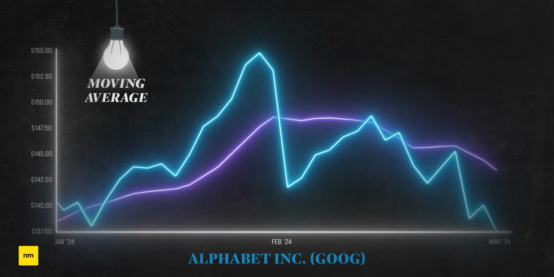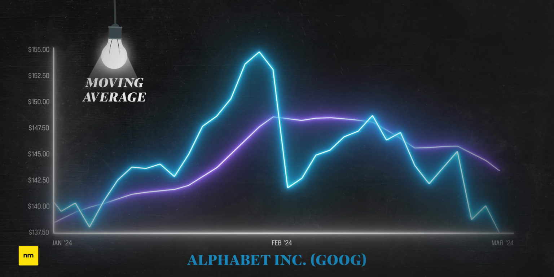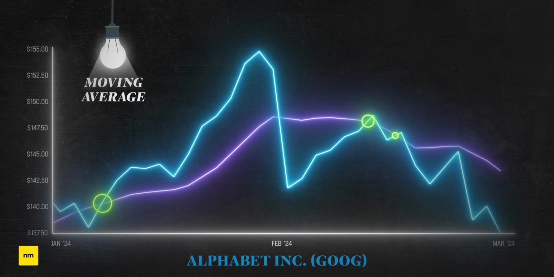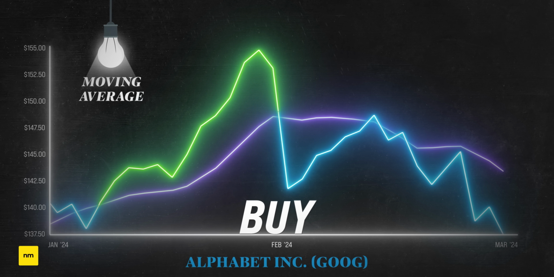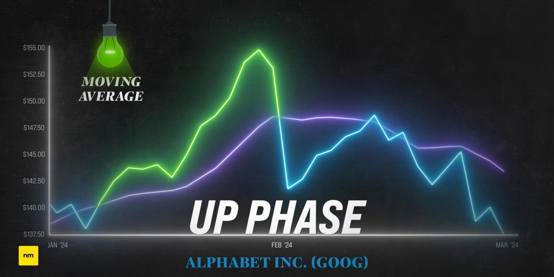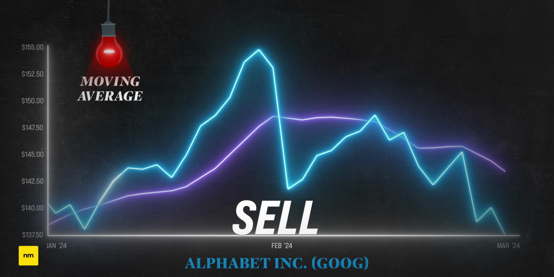Now, the idea here is that stock prices usually move in waves, right? They rise for a period, they fall for a period. What the technical guys look at is they look for when the stock price crosses up or down through the moving average line. If the stock price cuts up through the line, then they use that as an indicator to buy the stock. They say it's going through an up phase. And then conversely, when the stock price falls down through the moving average, they use that as a sell trigger. That's the first indicator, the moving average.